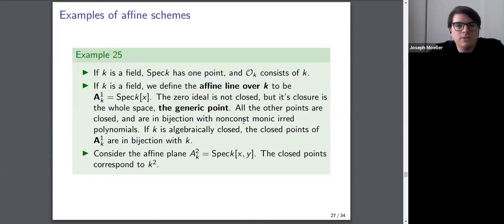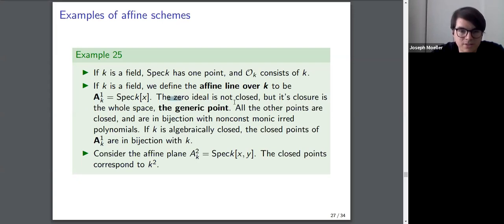Okay, so here's a bunch of examples. If you take a field K, then Spec of K is, remember, the set of prime ideals. It's only going to be one, and so it has one point. And the sheaf that we were talking about earlier is just the constant sheaf on the one point valued in K. So if K is a field, then we can define the affine line over K to be exactly Spec of K[x], polynomials in one variable. This is the notation for the affine line, with a little K subscript to say it's the affine line for the given field.